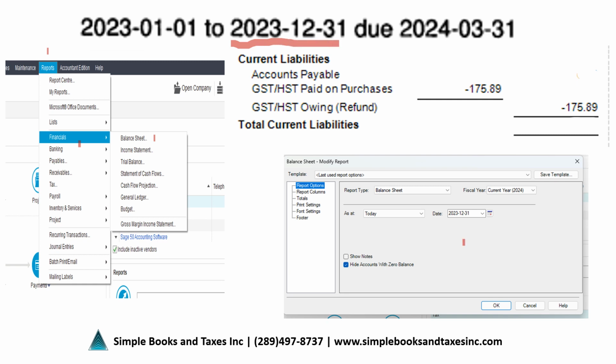And from the balance sheet, we usually will find HST charged on sales minus HST paid on purchases. But in our example, the company does not have sales. It's a new company. So we have HST owing as a negative amount, which means that the company has a refund.